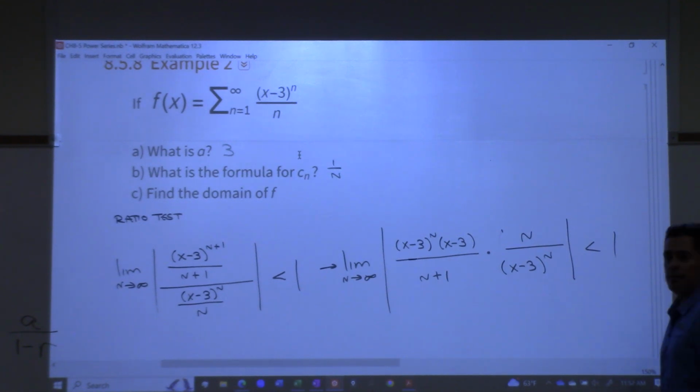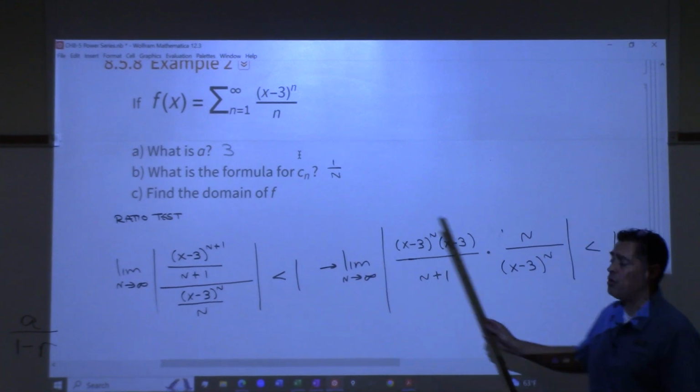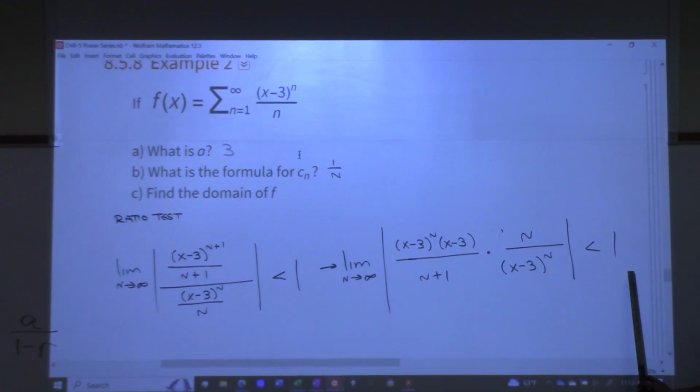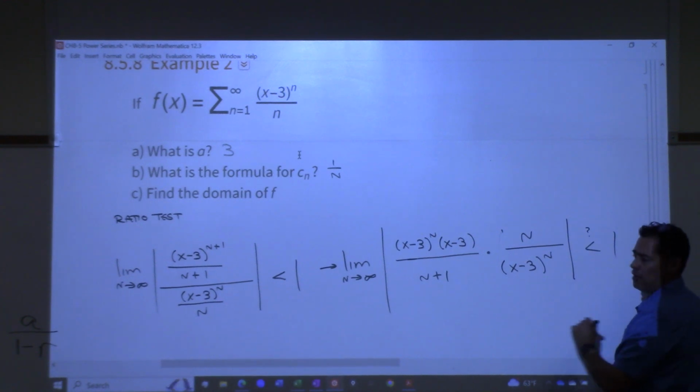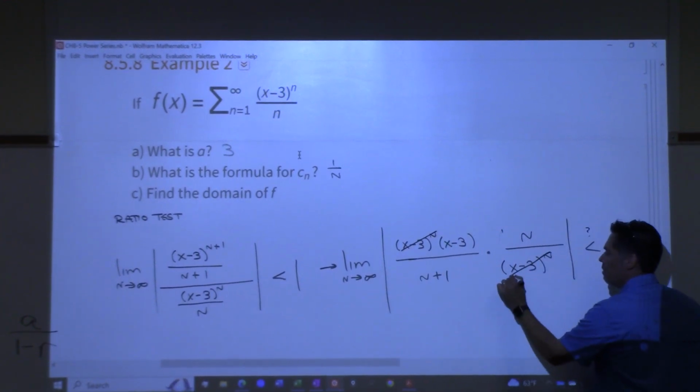Sure? You have to keep the less than 1 on the... Yes. Always keep it, because we're checking to see what the domain is. We want to know when it converges, and it only converges if this is less than 1, right? So this is more of a check. We're asking ourselves, when is this true, right? Go on.